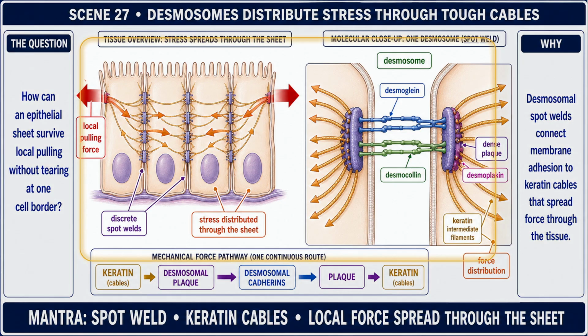Desmosomes solve a different mechanical problem. They are discrete spot welds rather than a continuous actin belt, and they connect to keratin intermediate filaments instead of actin.